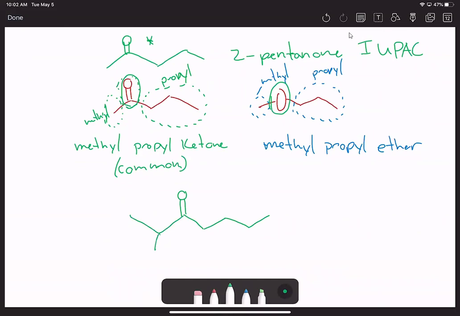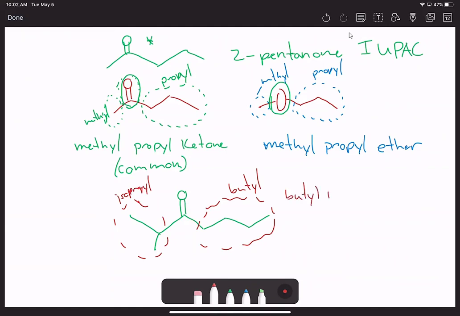All right. So here is one branch. Here's another branch. This is butyl, 4 carbons. This is isopropyl. So we can name this butyl isopropyl ketone.